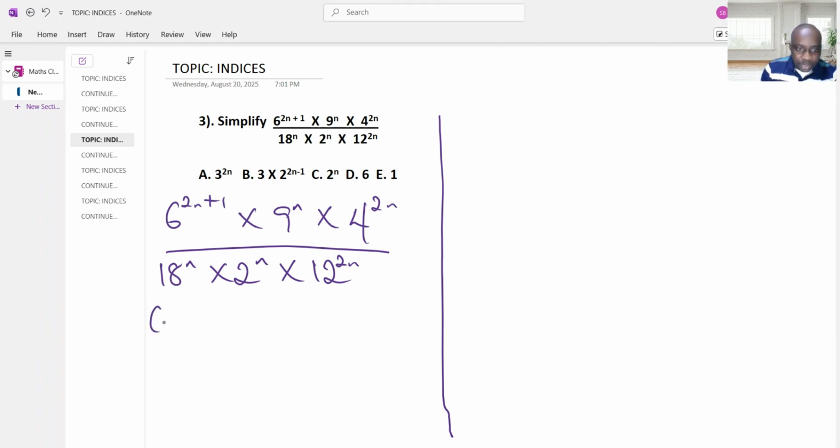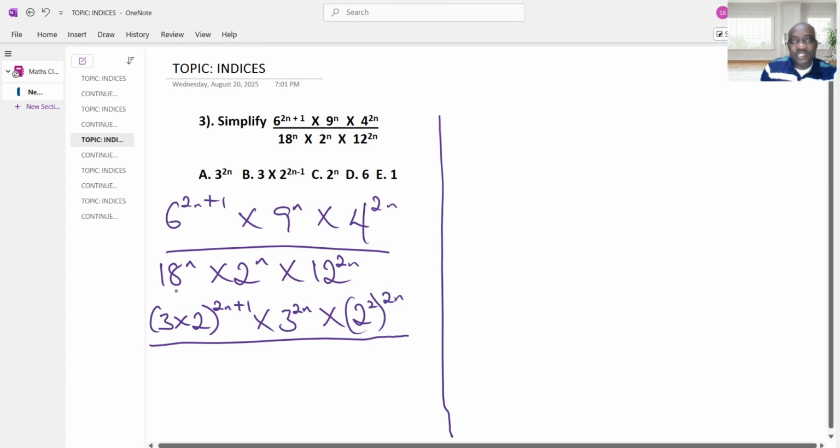Therefore, we are going to do it like this. 3 times 2 equals 6, and put the raised power 2n plus 1 at the top. Multiply by 9. What is the 9? You can say 3 times 3, which is 3 raised power 2, so 3 raised power 2n. It's the same thing, because 3 times 3 is 9, raised power n. The same thing applies to this one too. 2 raised power 2 is the same thing as 4, isn't it? With the 2n at the top.